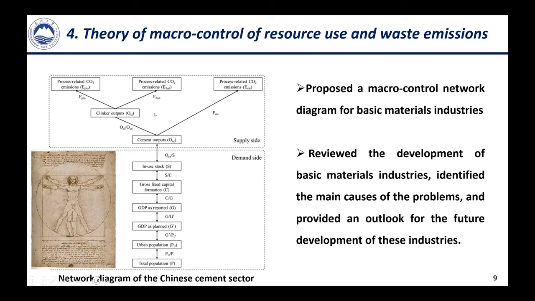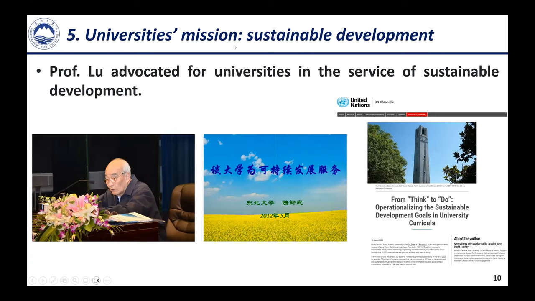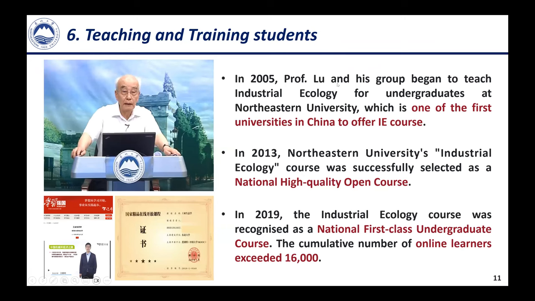The fifth contribution from Professor Lu is the university's mission for sustainable development. Professor Lu advocated for universities in the service of sustainable development. He has talked a lot about how universities can contribute to sustainable development, published relevant papers, and presented a lot of reports on this issue. And the sixth is teaching and training students. In 2005, Professor Lu and his group began to teach industrial ecology to undergraduates at our university, which is one of the first universities in China to offer an IE course.